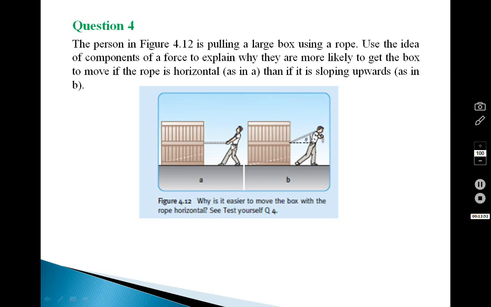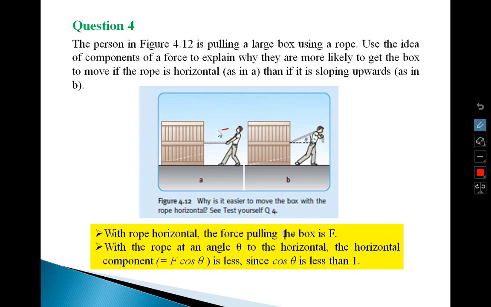So we have 2 ways here. The first one is where the force pulling the box is horizontal. There is an F here, and there's no theta; theta is equal to 0. In the other, there is an angle theta between the horizontal and the rope. So which one is easier to move? Which one can move faster? As we can see here, the horizontal component of the force is equal to F cosine theta.